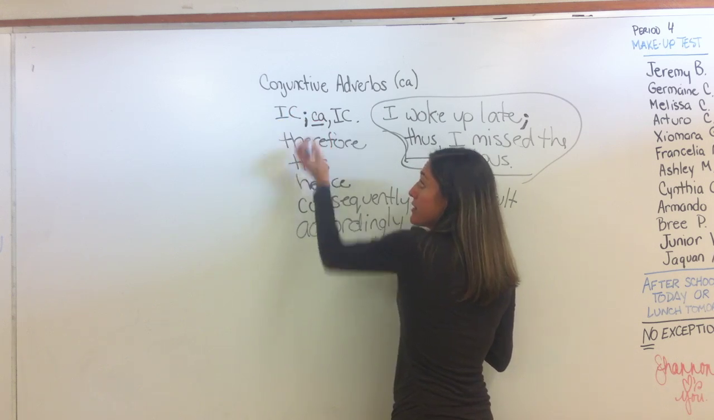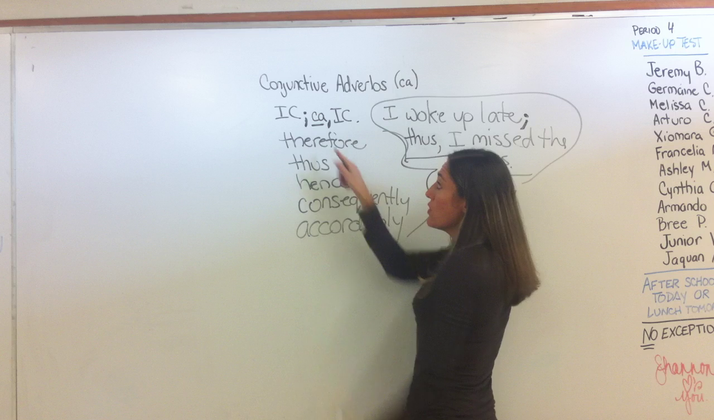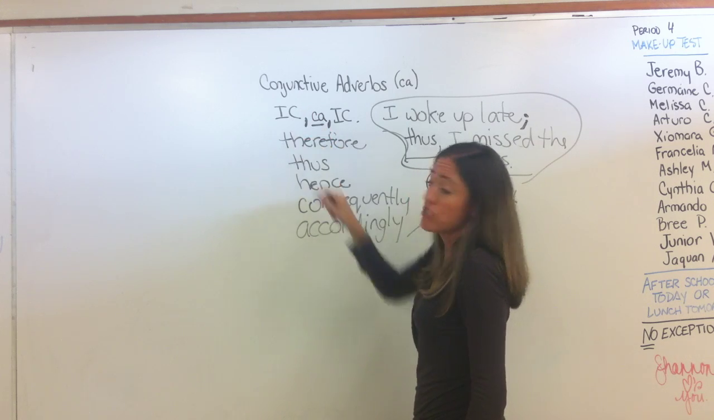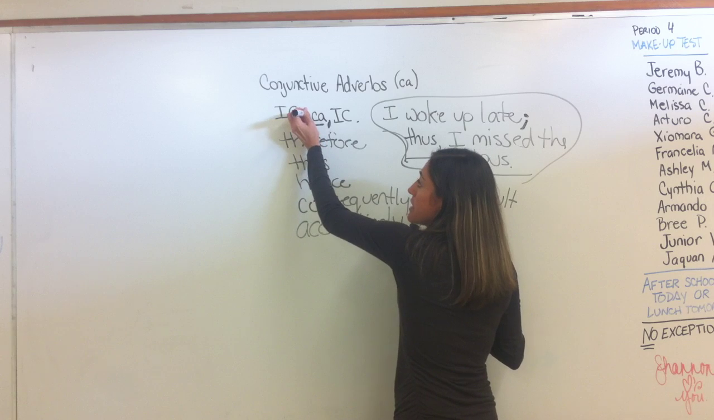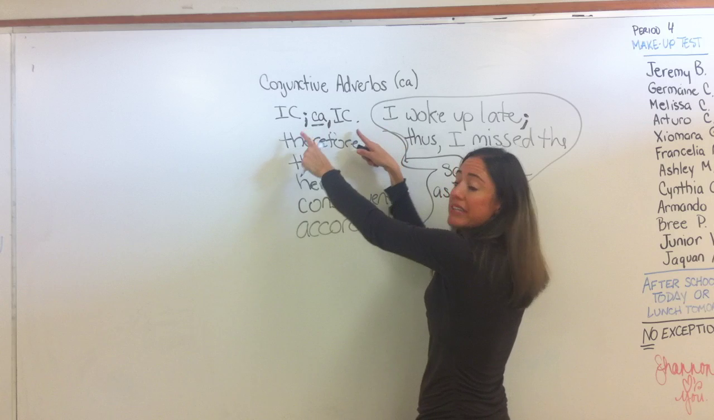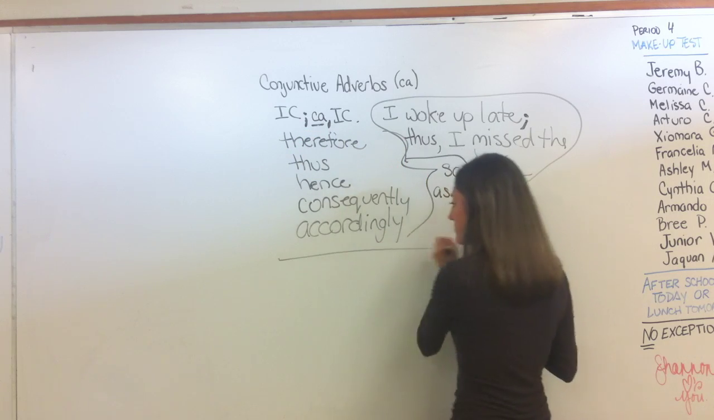But here's the format. Semicolon, conjunctive adverb, comma. Don't leave that comma out. Don't leave the semicolon out. Do not change that to a comma. Semicolon, big word, comma. Got it? Two complete sentences on either side.